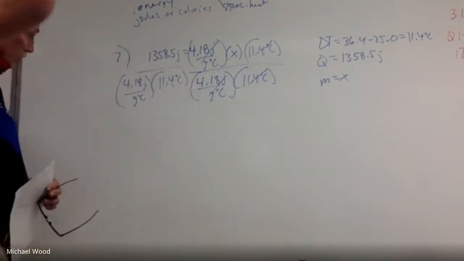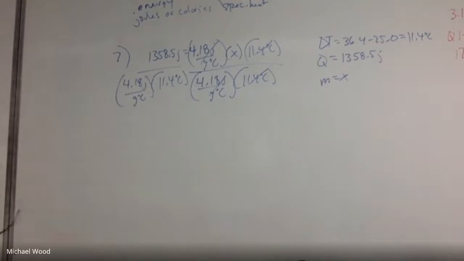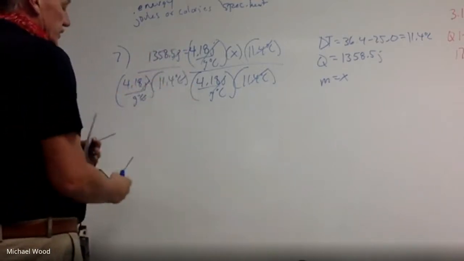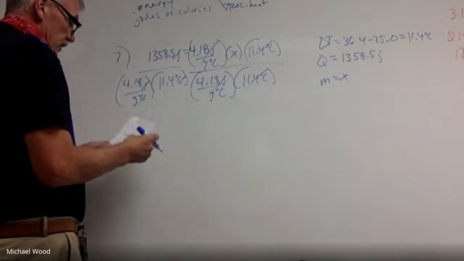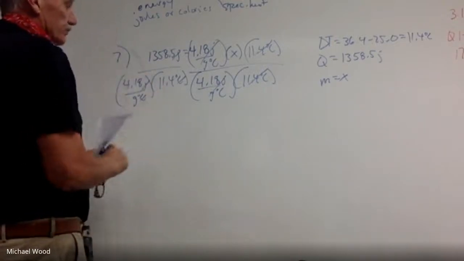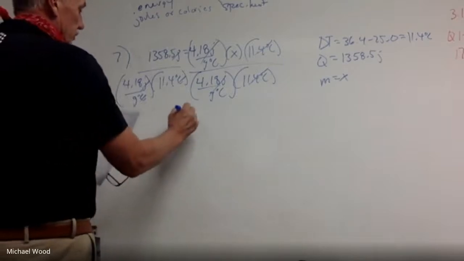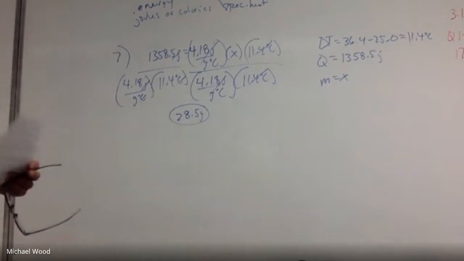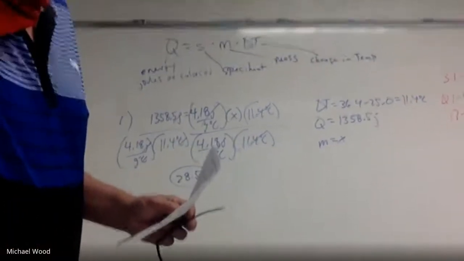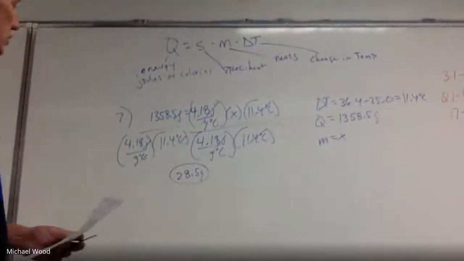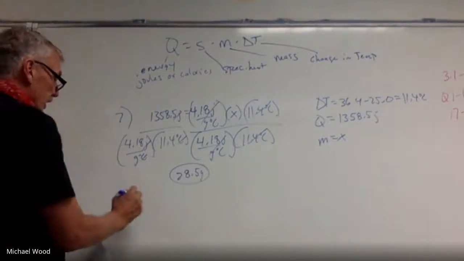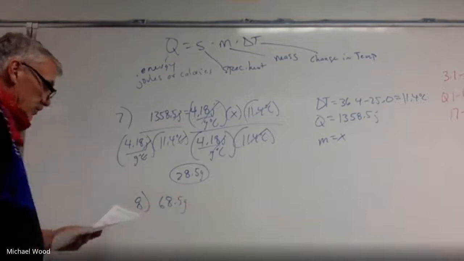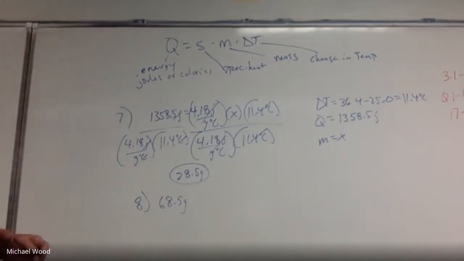Like I said, before I worry about the numbers, I always worry about the units. So joules cancel out, degrees Celsius cancel out, and I'm left in grams. And what I ended up getting there to 3 sig figs is 28.5 grams. So again, little details, but make sure you're watching the sig figs and the units always. Okay, and then number 8 is 68.5 grams. Similar kind of problem.